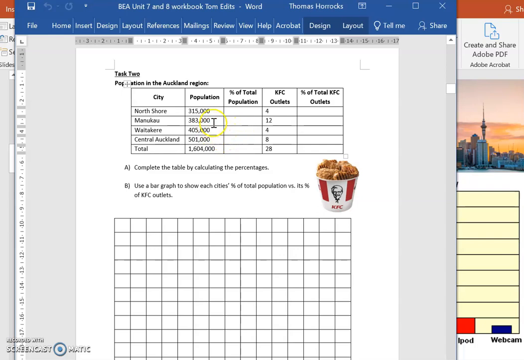Manukau's percentage of total population will be 383,000 divided by the total population times 100 over 1. Additionally, you're going to be calculating the percentage of total KFC outlets that are in these specific areas. So the same thing here, guys. For the North Shore, we would be dividing North Shore's KFC outlets, being 4, by the total amount of KFC outlets in Auckland times 100 over 1, and just rolling that through there.